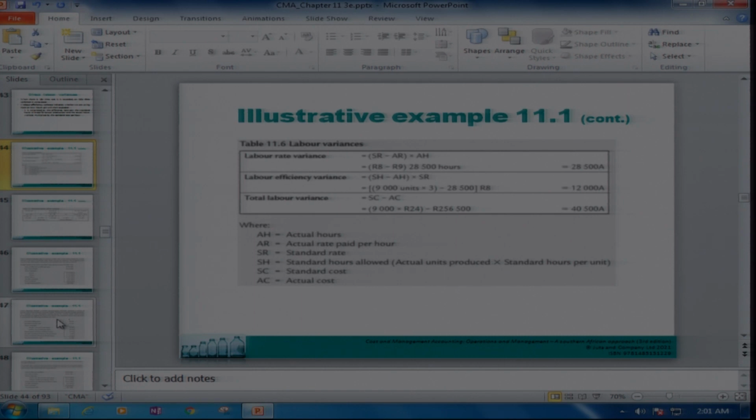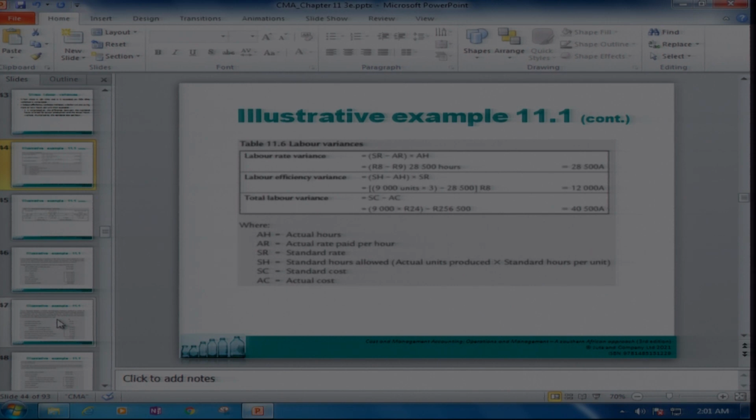Why is the variance unfavorable? Remember, if we have spent more than what we had budgeted for, it will be unfavorable. So 9,000 multiplied by 3 will give you standard hours of 27,000 hours. So we budgeted to use 27,000 hours to manufacture, but we ended up spending 28,500, which is more than what we had budgeted for. And because of that, our variance is unfavorable or adverse.